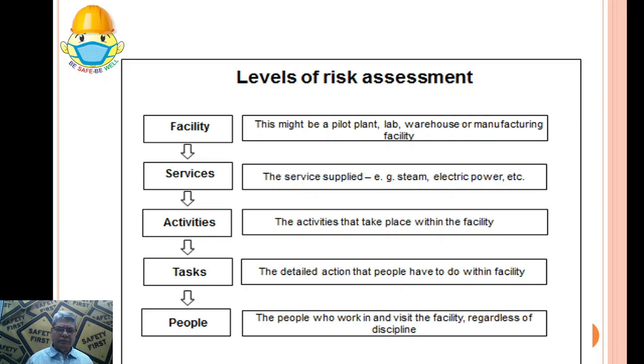Then you have to observe people, the people who work in the factory, who come and visit the factory to work there. Regardless of the discipline, you must observe the people who are working in the factory or who have come to the facility as a visitor. So these are the different levels of risk assessment: you have to assess the risk at the facility level, at the utility or service level, at the individual activities level, then the individual task level, and overall the people who are working in the facility.